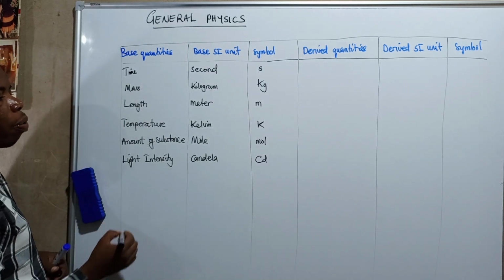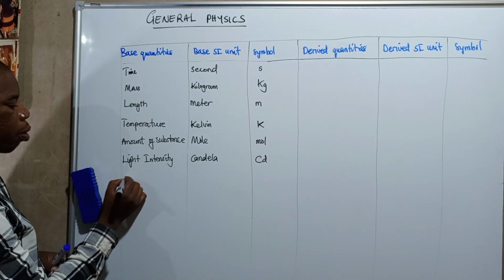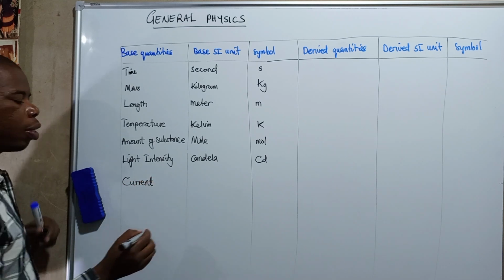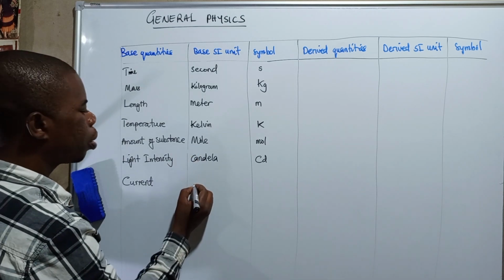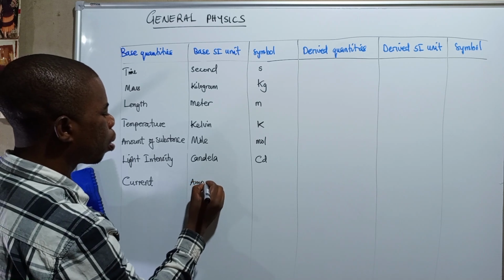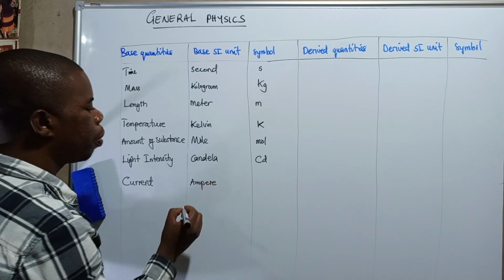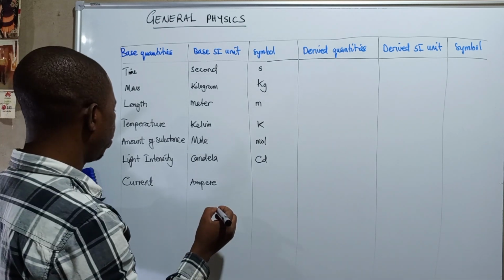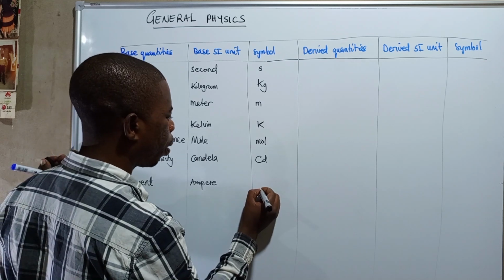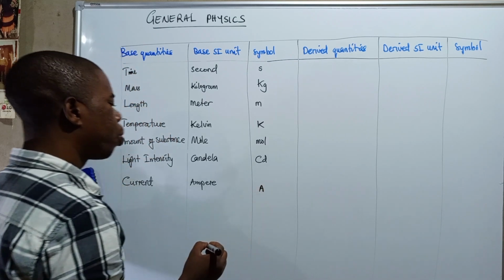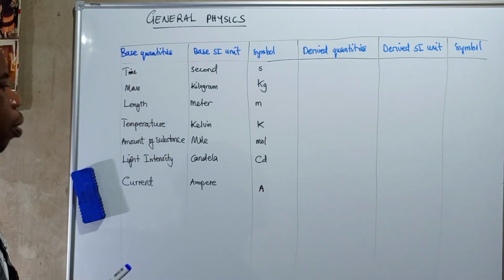Then another one is current. The unit for measuring current is amps or ampere, and the symbol of the SI unit is capital A. So this is it for the base SI units.